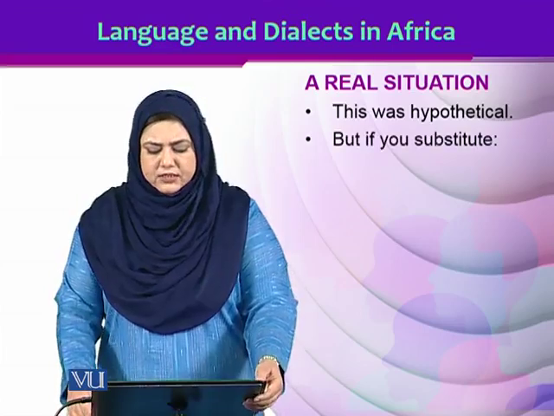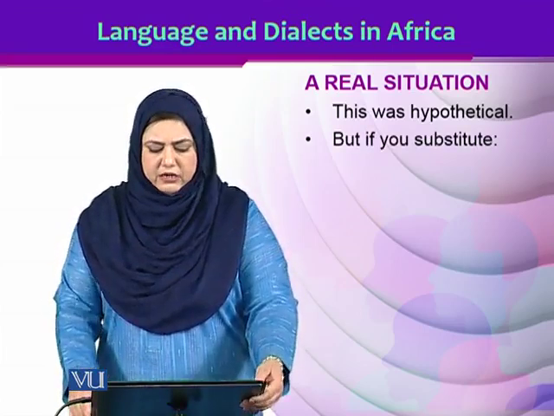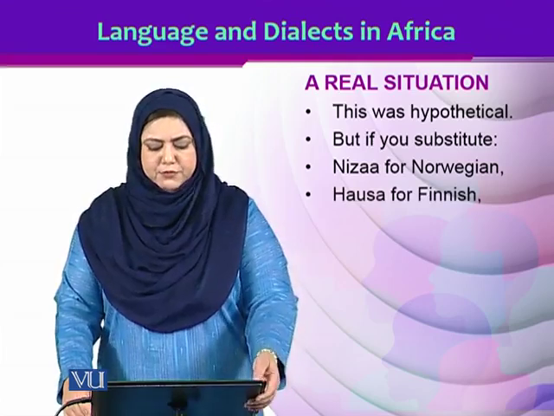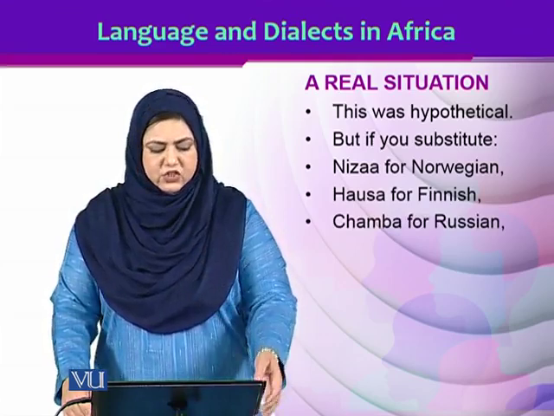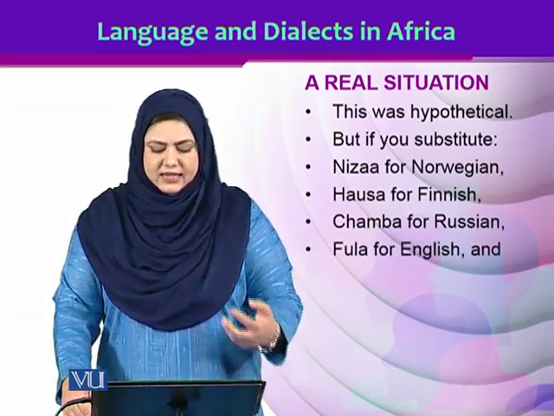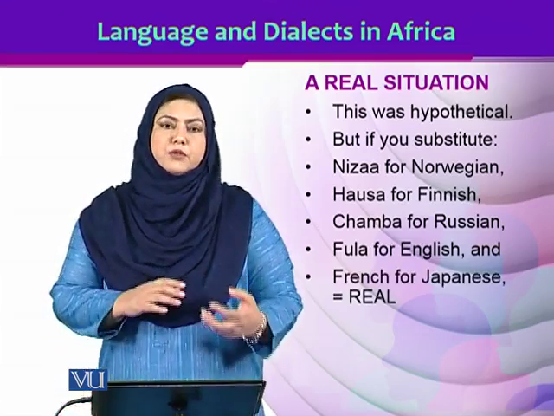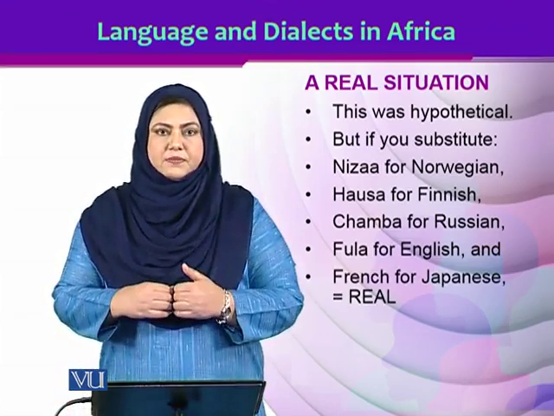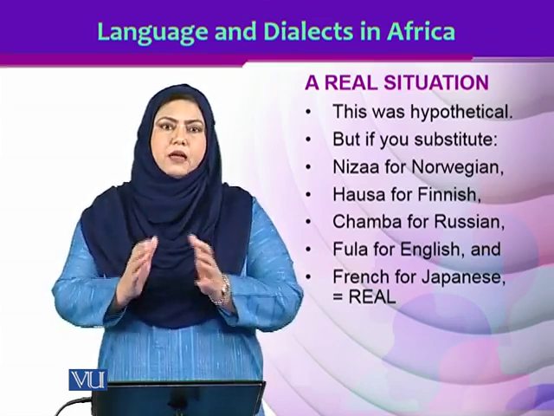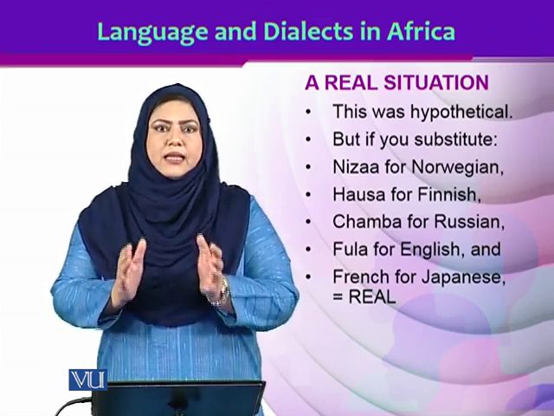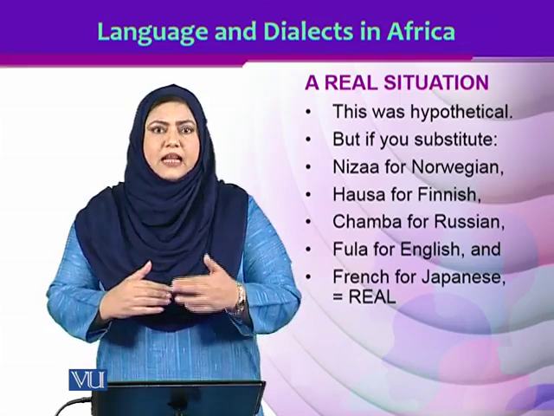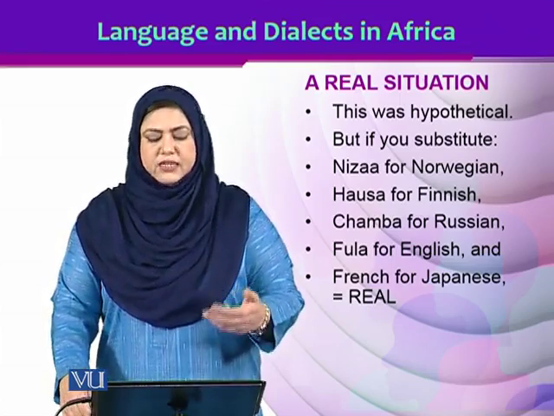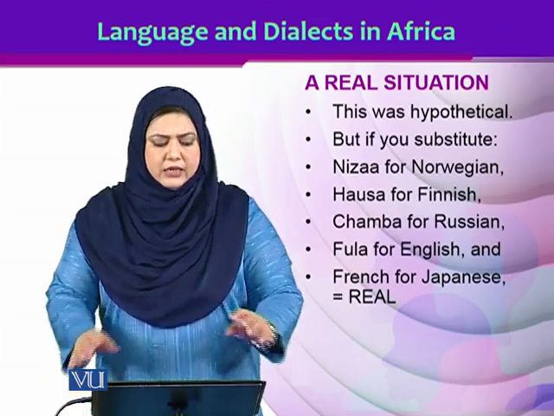All this, as I said, was hypothetical, but if you substitute all these languages with other languages, for example, if you replace Norwegian with Neza, Finnish with Hossa, Russian with Chamba, English with Fula, and Japanese with French. So, Neza, Hossa, Chamba, Fula, and French, all together. This is how languages are used in this particular area in Cameroon that we are talking about. And each of these languages is as diverse and as different from the others as the languages that I pointed out, Russian, Finnish, Japanese and English, which are completely different.